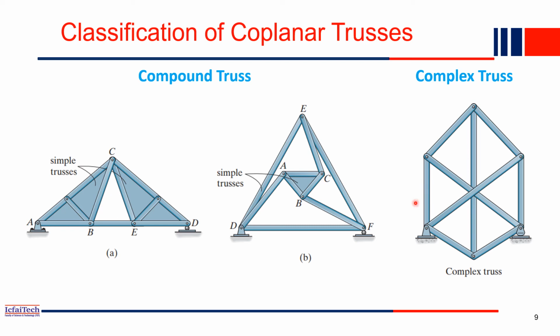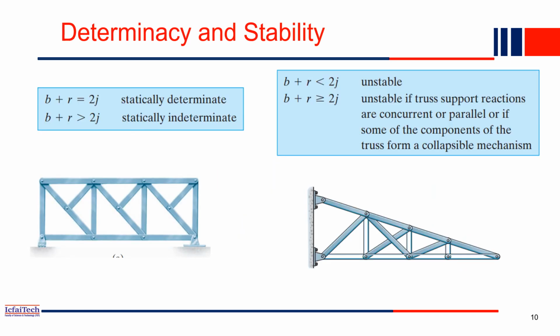Now, what is a complex truss? A complex truss means these members are connected in any way, any random way. There is no particular fashion, but the truss is stable. It is an overdeterminate structure, and the truss will be stable. So this is an example of a complex truss.